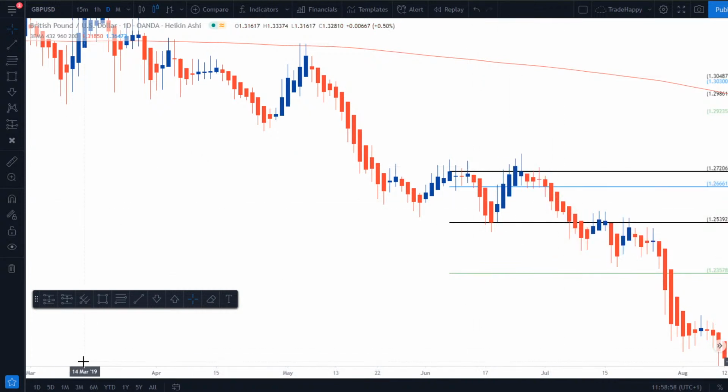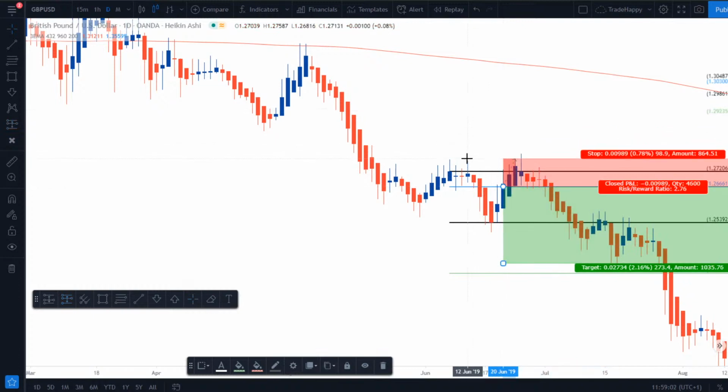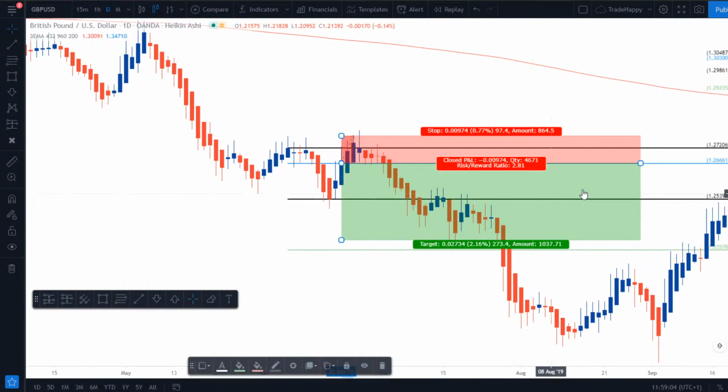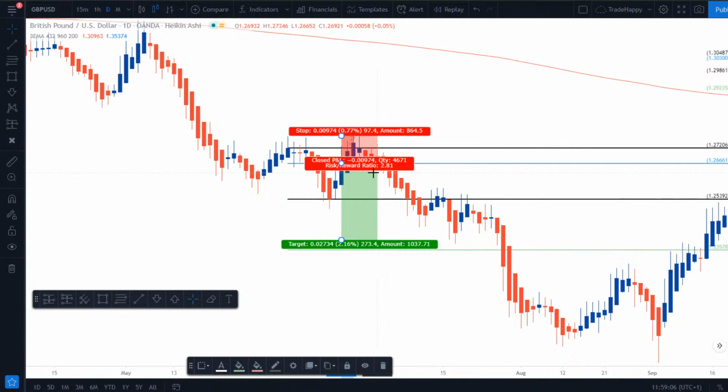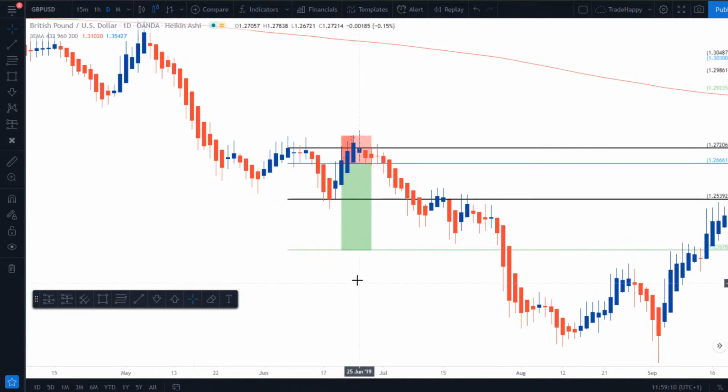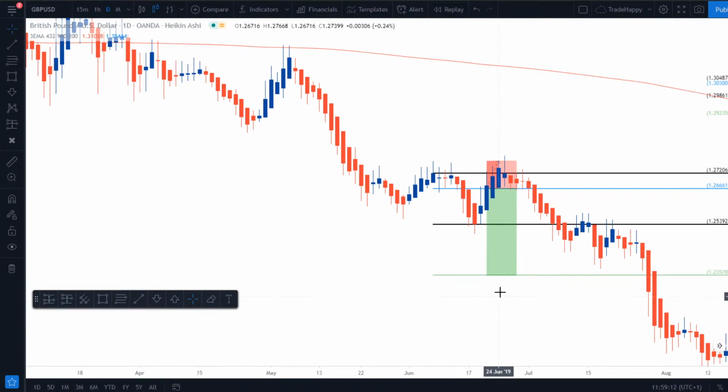Oops, that's a long position. We're not going long, going short. And you basically put your stop loss there, so 97 pips. And then your take profit, sorry, would be down here at 310 pips. Now that is a 1% risk.